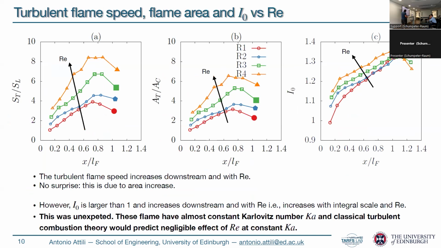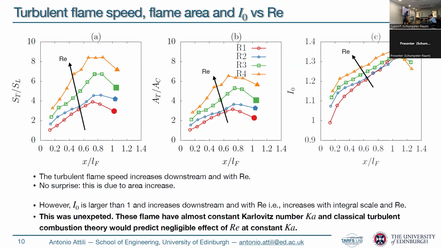Okay, now we did the analysis. You can see a few things here, right? So this is the turbulent flame speed as a function of the streamwise direction in the flame. As you go in this direction and from one flame to the other, the different lines here are the different flames at different Reynolds number. As you increase the Reynolds number, the flame speed increases. That's kind of expected because the area increases, as you can see here. So this is what you would expect.